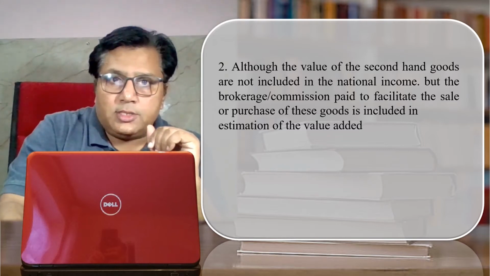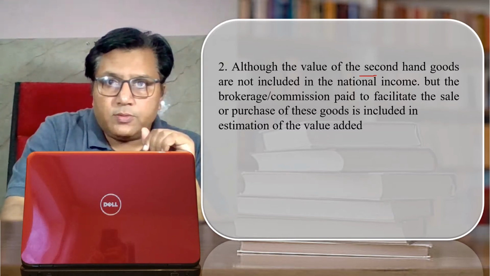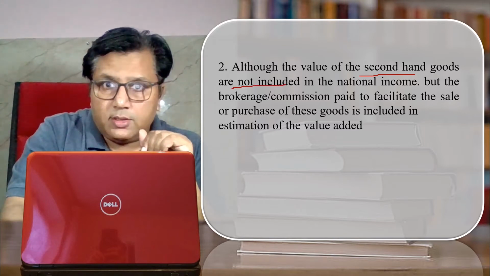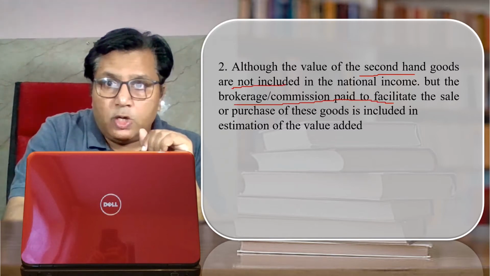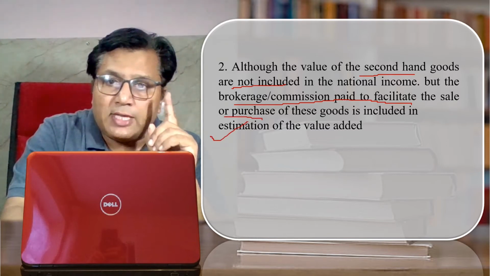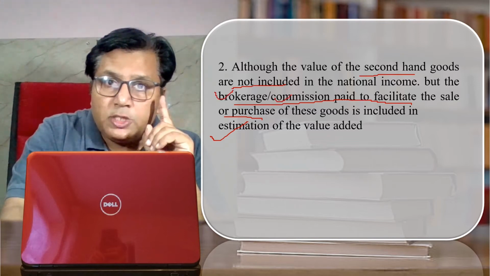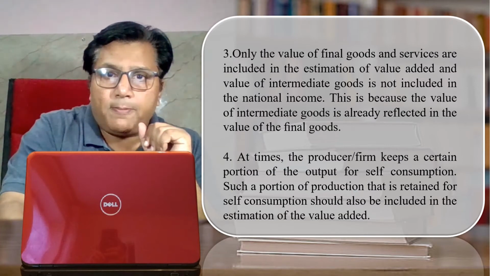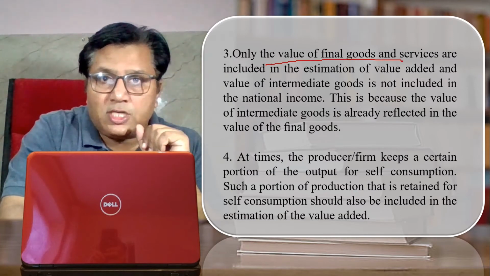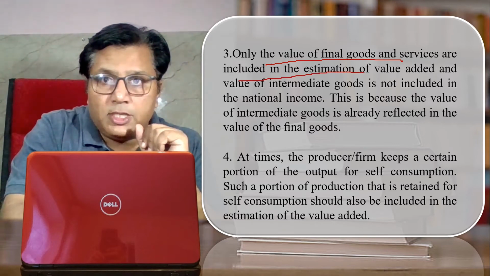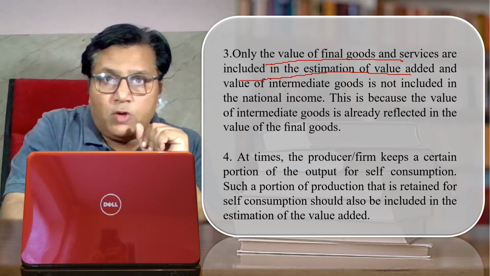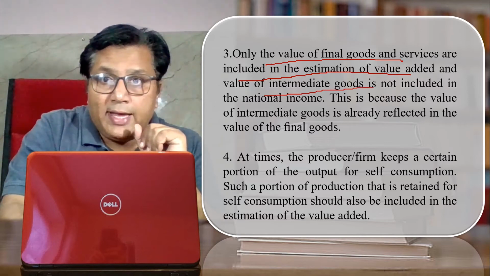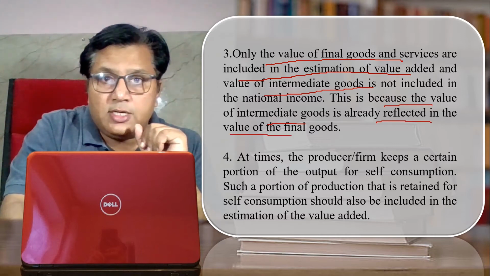The second precaution is, although the value of the second hand goods is not included, the brokerage and the commission paid to facilitate the sale or the purchase should be considered. We will not consider the sale and purchase of second hand goods, but the brokerage and the commission should be considered. Third precaution is, only the value of the final goods and services is included in the estimation of value added, and the value of intermediate goods is not included. Why? Because the value of intermediate goods is already considered.